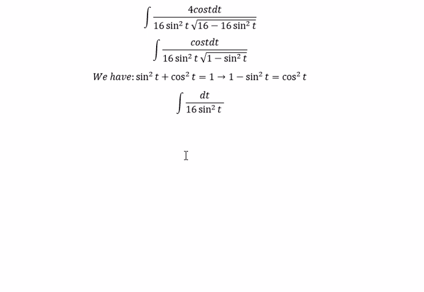And now we can get the final answer. The integral of dt over sine t squared, you got 1 over 16 multiplied with negative cotangent t plus c.